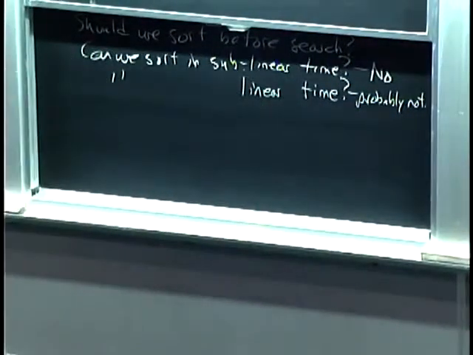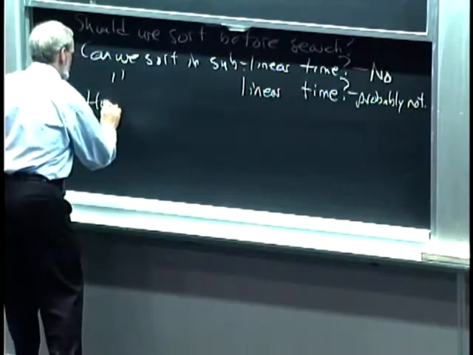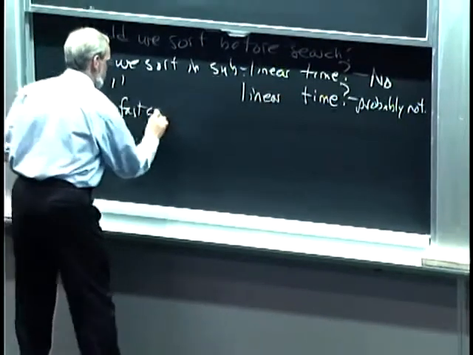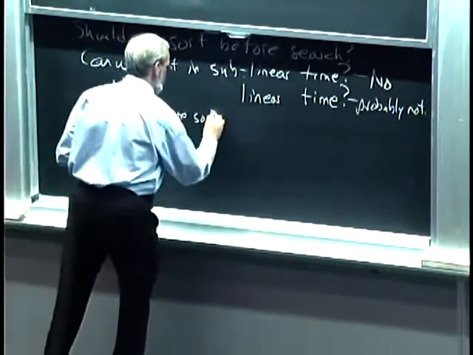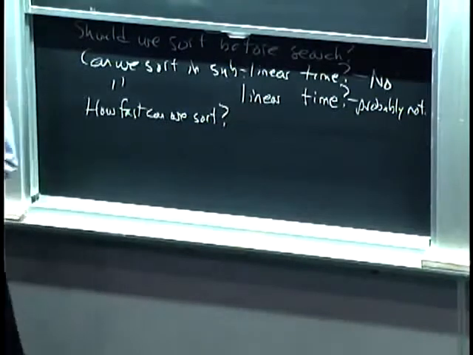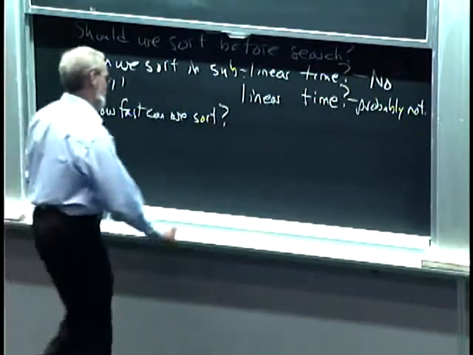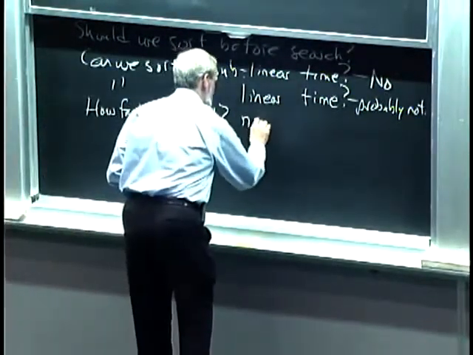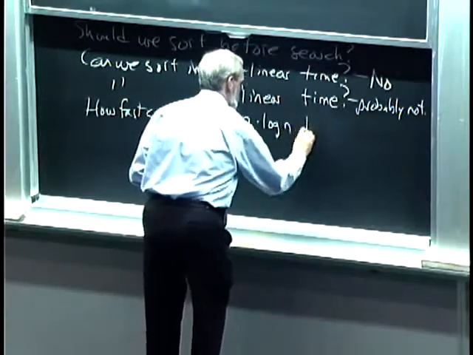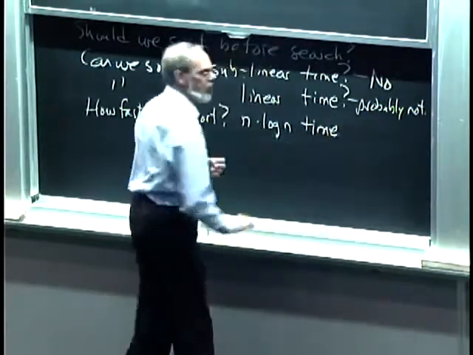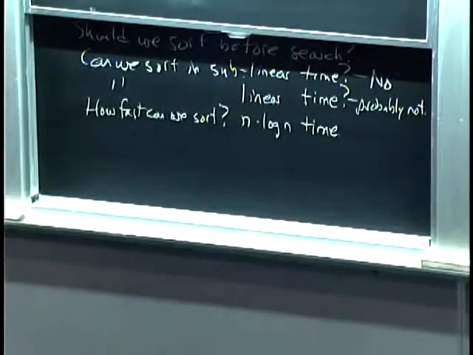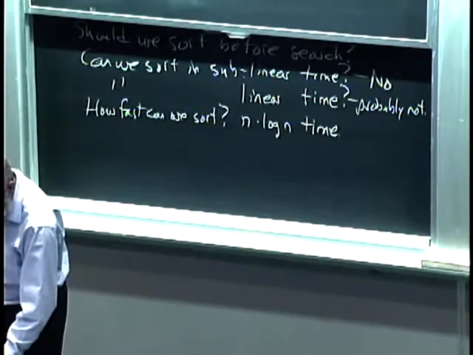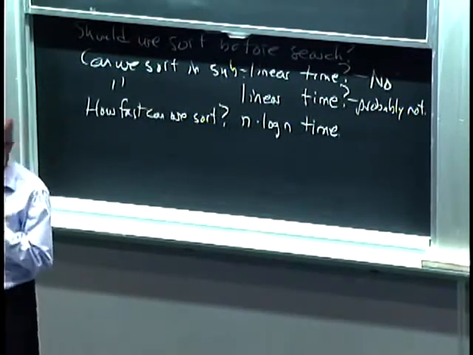So how fast could I sort a list? How fast can we sort it? We're going to come back to this probably next time if I time this right, but the answer is we can do it in n log n time. We're going to come back to that. I want to set the stage here. So it turns out that's probably about the best we can do, where n is the length of the list.